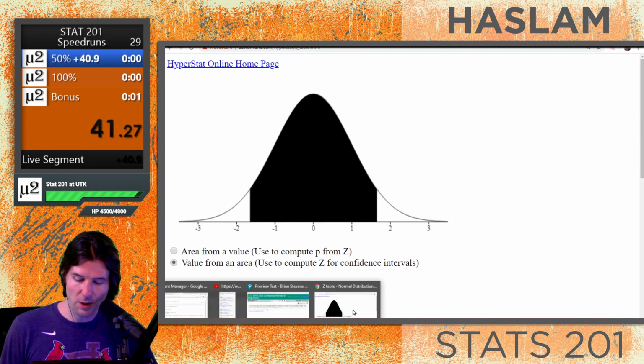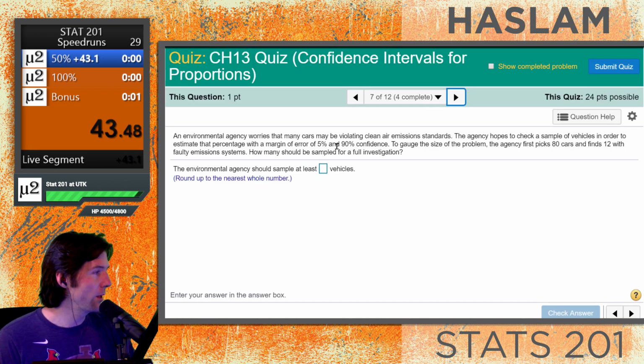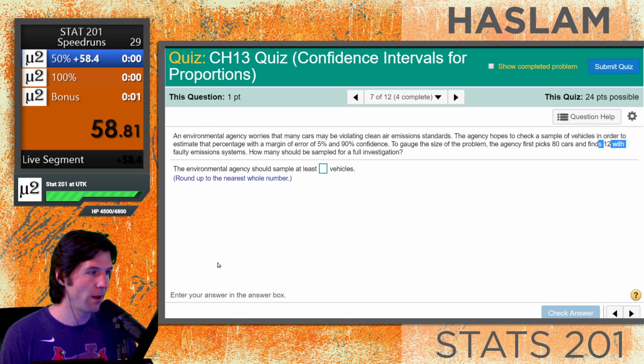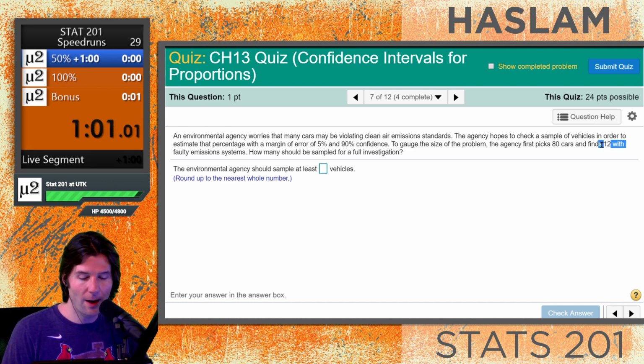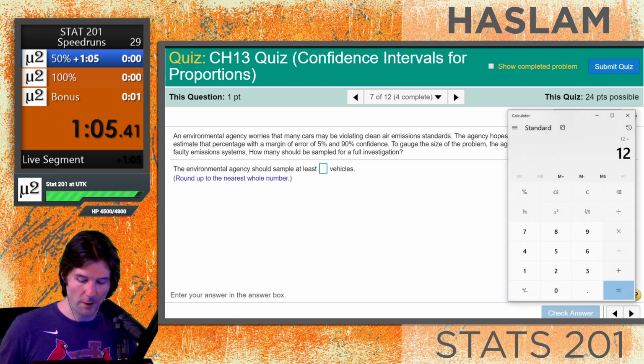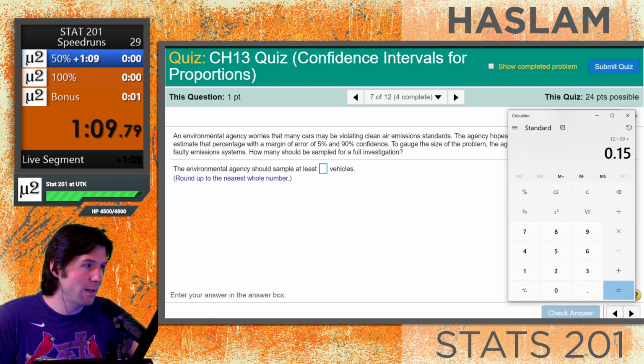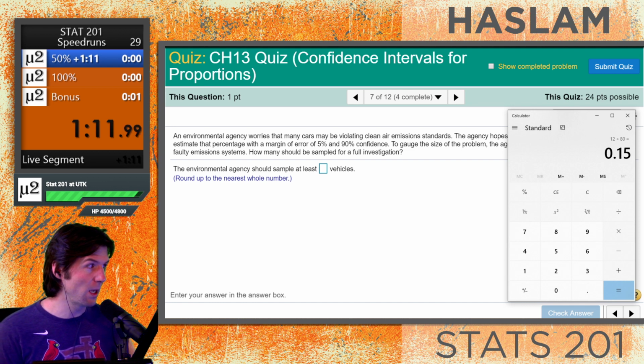And let's go back and look at the question again. What did the question say? We know that the z-score here is 1.645. To gauge the size of the problem, the agency takes 80 cars and finds 12 with faulty emissions. So this right here is their sample size, and this is their n. What can we get from n and x? From the amount observed and the amount in the sample, 12 over 80 equals p hat. So this right here is p hat, the proportion we observe in a sample.